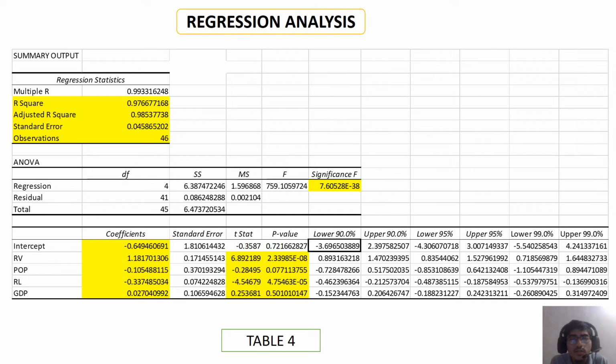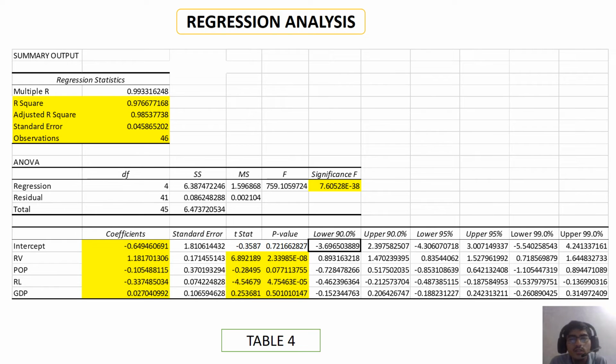R squared, the coefficient of determination. It tells how well the points fall around the regression line. For example, 97% means that 97% of the variation of the dependent variable around the mean is explained by the independent variables. In other words, 97% of the values fit the model. Adjusted R squared adjusts for the number of terms in a model.